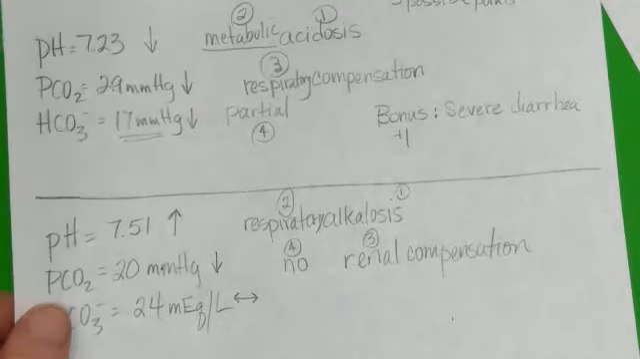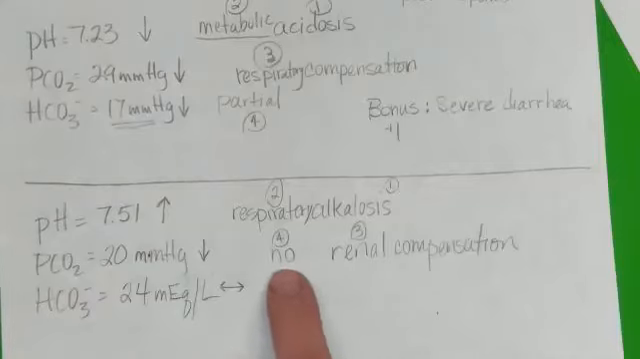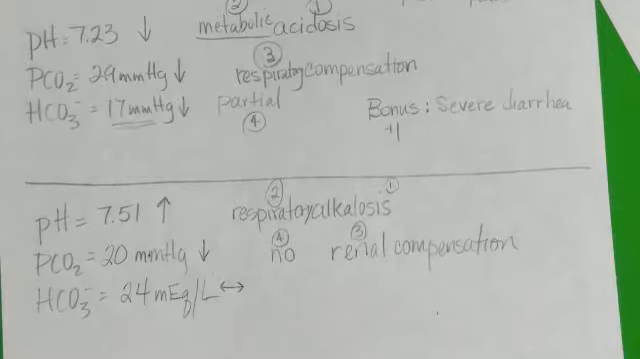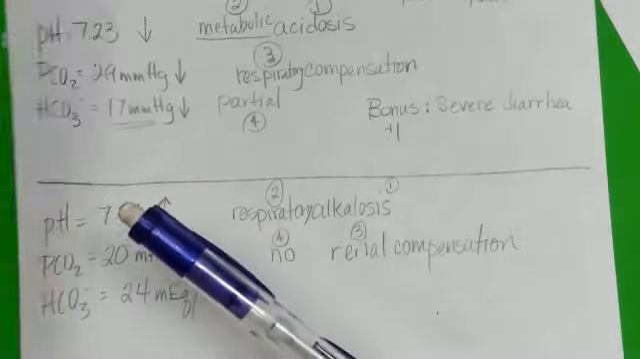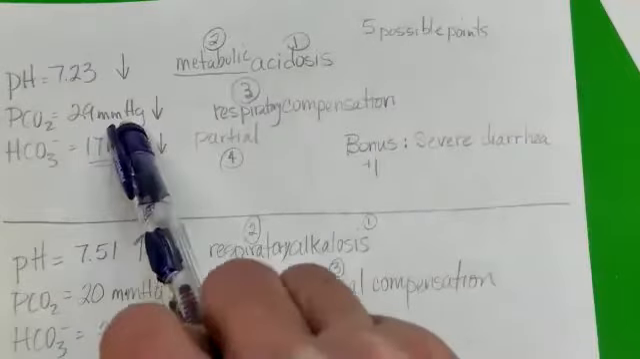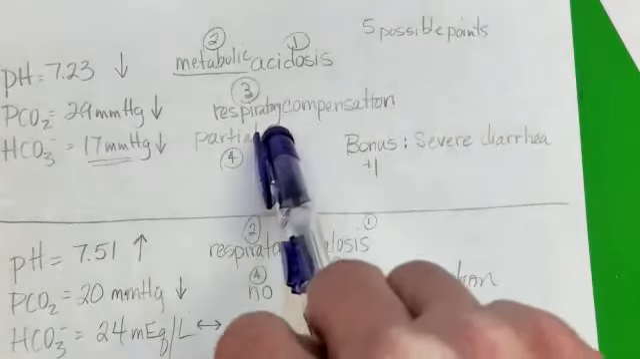Okay, so now do you guys understand why this is no renal compensation? Anybody have a question about that? Okay, no, the compensating value is not always bicarb, okay? Because look at what the compensating value is in this problem. It's the PCO2. It's whatever the compensation is.